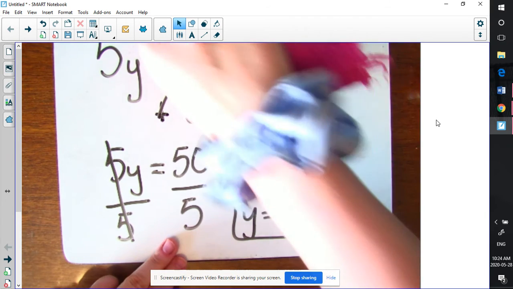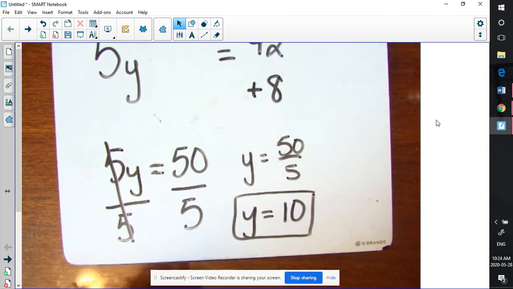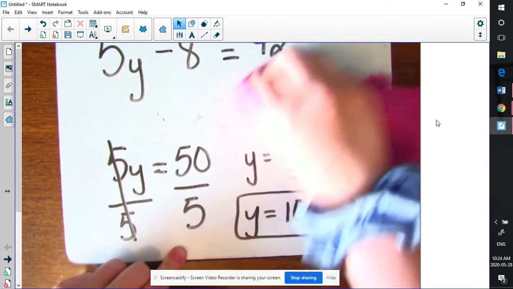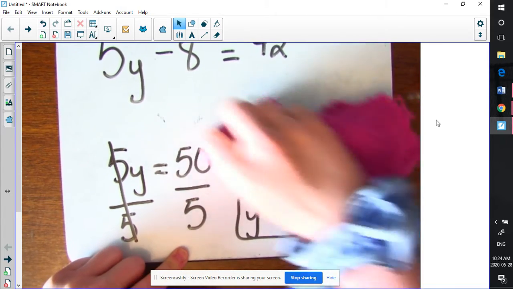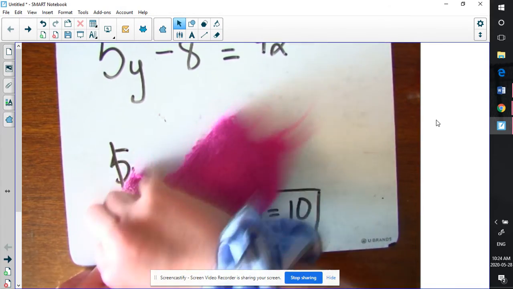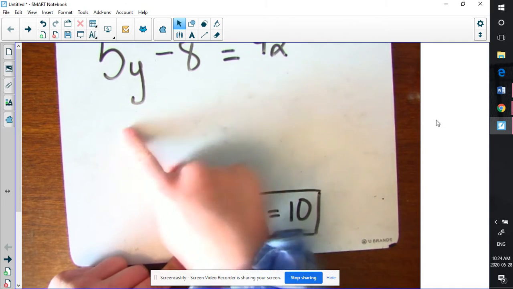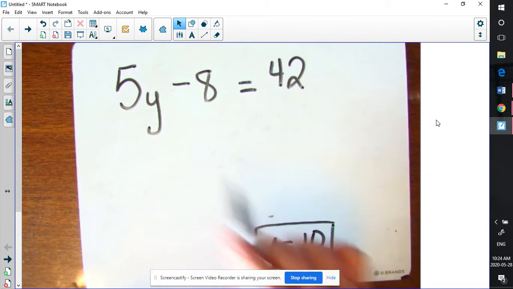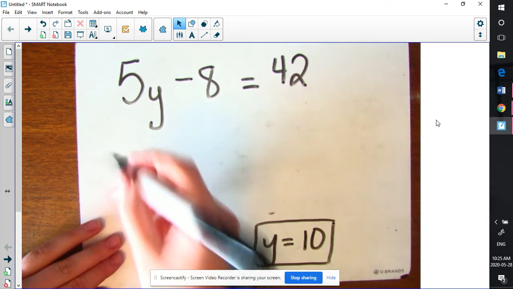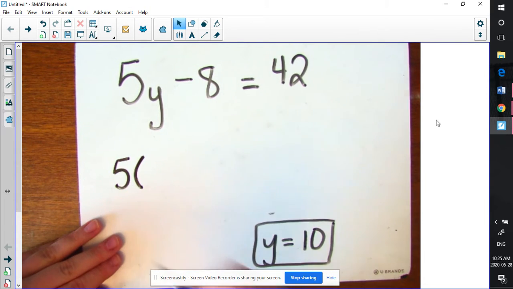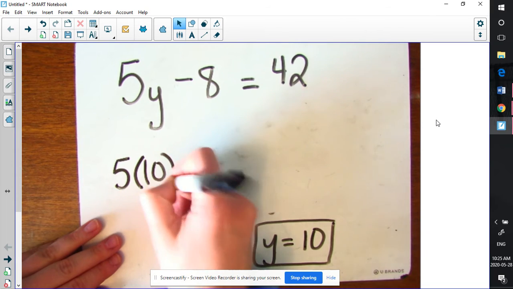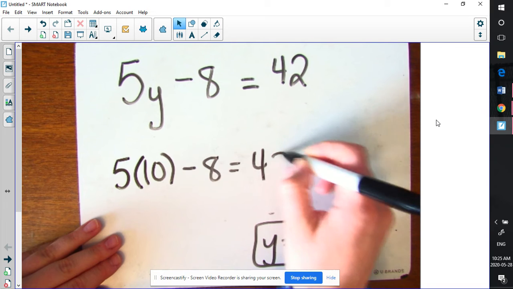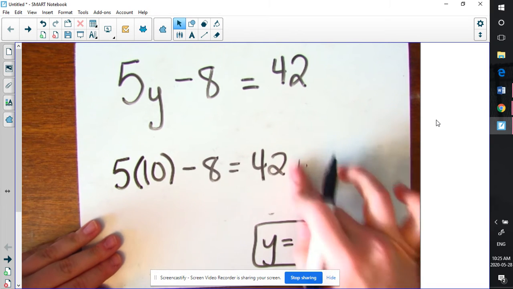Now, whenever you are solving problems, one-step or two-step equations, the really handy thing about them is that you can always check your work. So we always should be checking our work. I know it takes an extra couple minutes, but it's totally worth it. So let's take this 10 and substitute it in the place of y. So I'm going to do 5 in brackets 10, then write the minus 8, and write the equals 42. That stays.